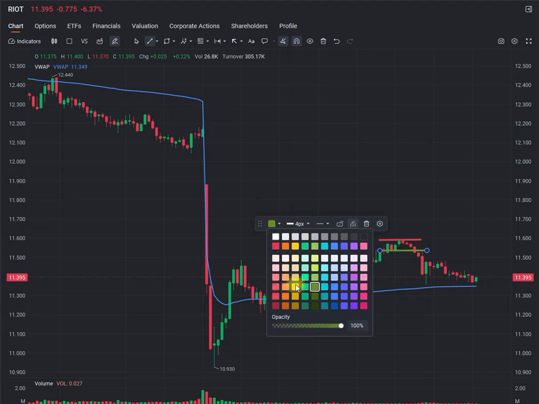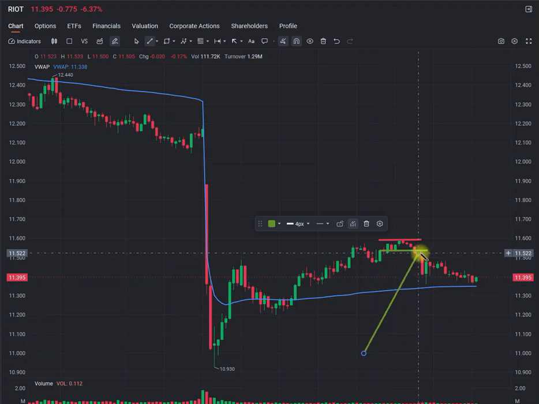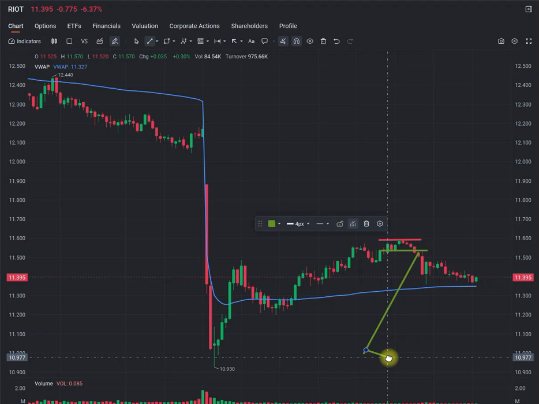Now the question is, will the execution be perfect? Will this stock move from 1150 to the lows of the day? Wow, what the hell?